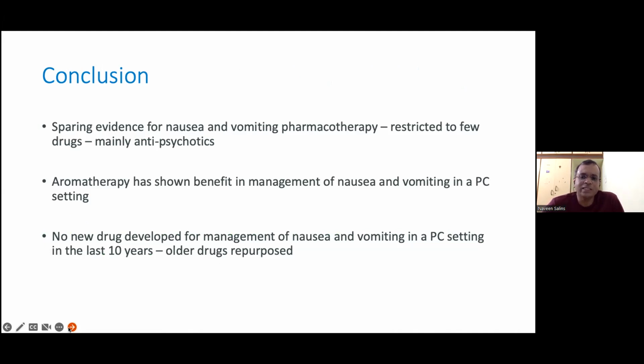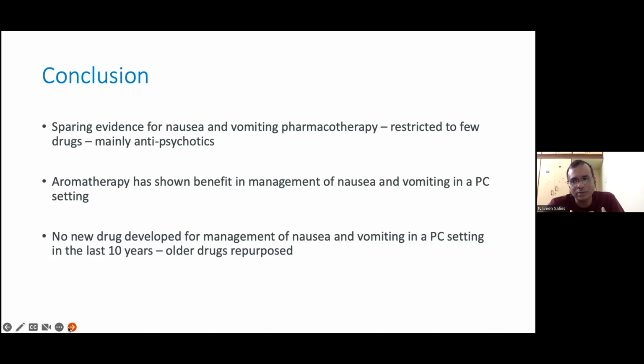It was very restricted to a very handful of drugs: haloperidol, levomepromazine, olanzapine. That's it. So if you look at the pace with which oncology is producing drugs, we haven't actually produced any drugs to help nausea and vomiting. There are few drugs in chemotherapy induced nausea and vomiting, but if you look at palliative care setting, we are just repurposing the older drugs. So no new drugs developed for management of nausea. So this is a matter of huge concern.